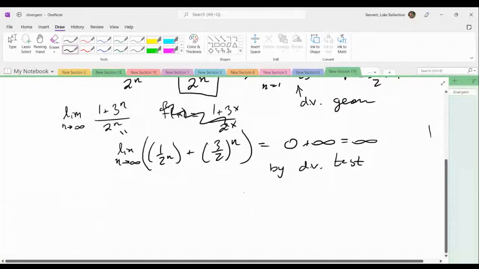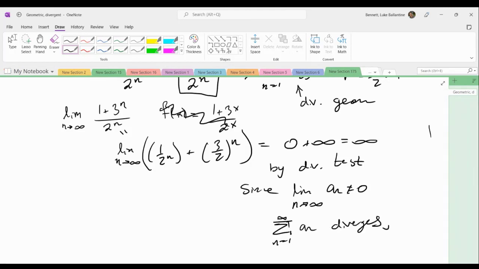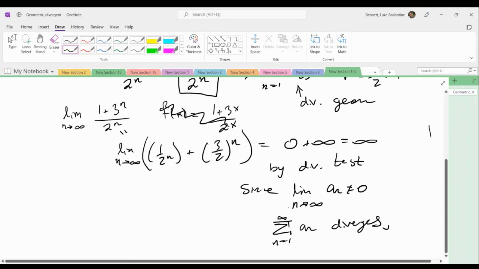and I'll say since the limit as n goes to infinity of a_n is non-zero, then the sum n ranges from 1 to infinity of a_n diverges. Okay? Does that logic make sense? We showed that the limit of this sequence is non-zero, and so the series diverges. Sorry about that trip up, y'all.